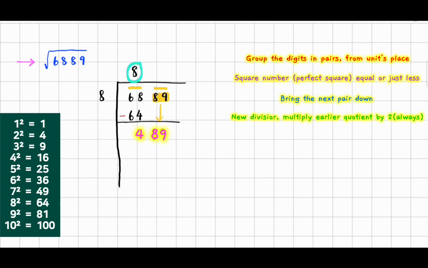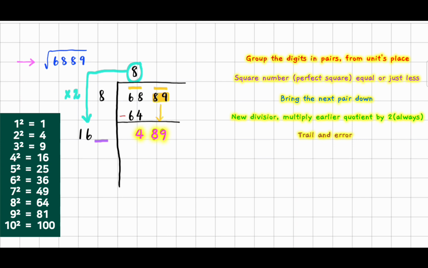For that, multiply the earlier quotient, that is 8, by 2 and write it here. If you observe it well, you could see that I have left blank spaces next to our new divisor 16. And in this blank space, we will be writing some digit. Okay, the next step is the most interesting step of the long division method.